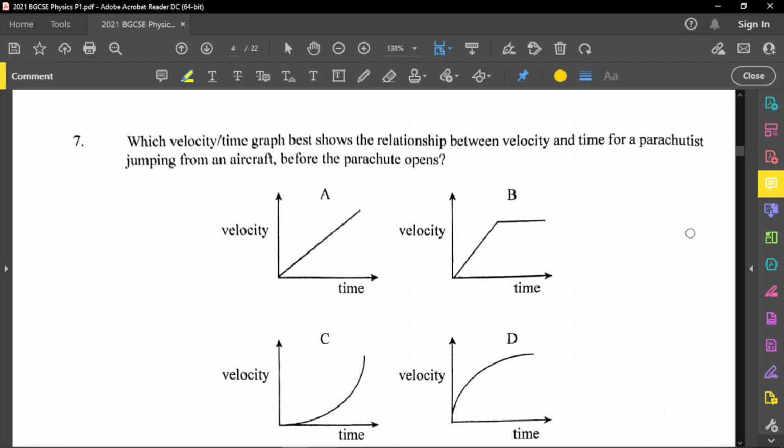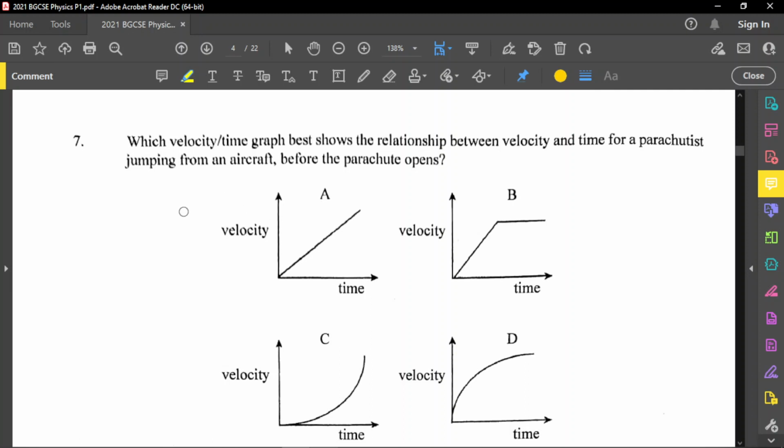All right, so what you need to know here is that the person is falling, right? So if the person is falling, then the person must be accelerating due to gravity. So there's an acceleration, which means that there's an increase in velocity over time. And so we're looking for a graph that's showing an increase in velocity over time due to acceleration, and therefore going to accelerate due to gravity, as I mentioned.